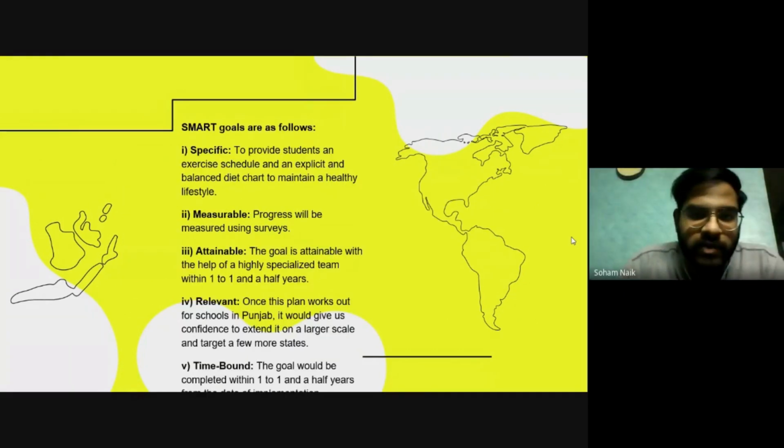Moving on to the SMART goals, the weak goal here would be to reduce the obesity cases among school-going children. To make the goal more precise and concise, we are going to follow the SMART goal objectives.